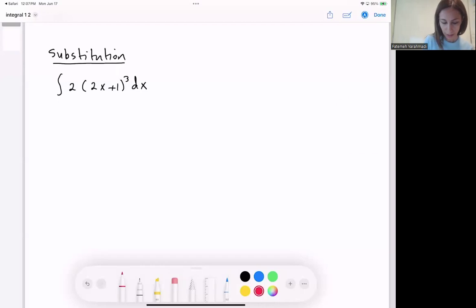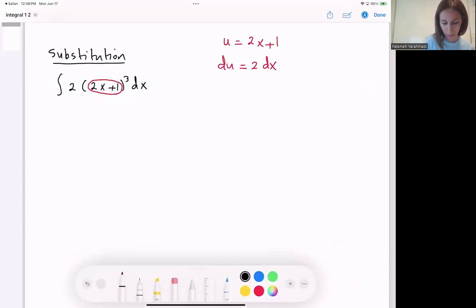We observe that 2x plus 1 inside parentheses has a derivative, which is 2. So by using u sub, u is equal to 2x plus 1. And if you take the derivative, du is equal to 2 times dx. So basically, you have 2 dx in your integral, and you can use the u sub method.